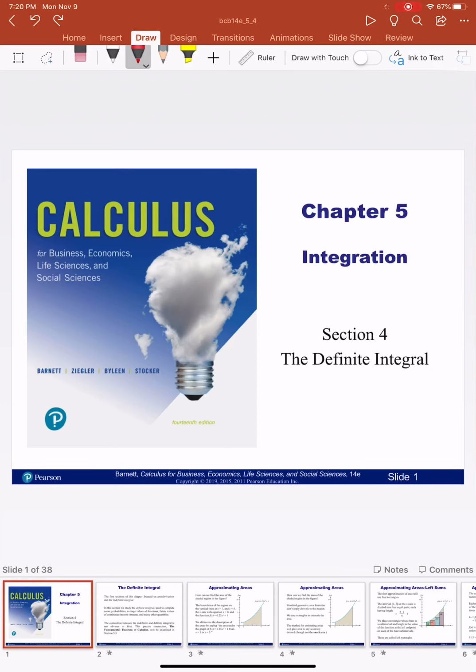In this video, we are going to go over both section 5.4 and 5.5. Now, 5.4 covers the definite integral, and 5.5 covers the fundamental theorem of calculus. Earlier in chapter 5, we learned how to take the integral, the antiderivative. We just take the antiderivative, and we get a function out with the constant term plus c.